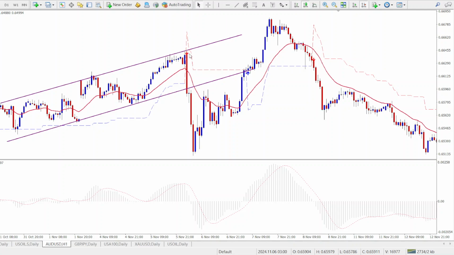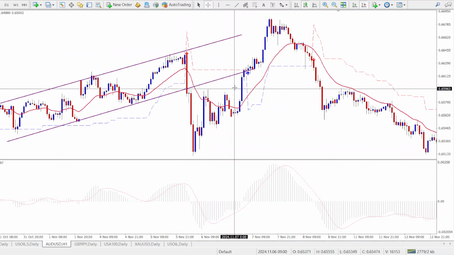After we got the signal from the SuperTrend indicator, we can see that the moving average gave us a confirmation around here, and the MACD also gave us a confirmation, showing that there was bearish momentum building up.